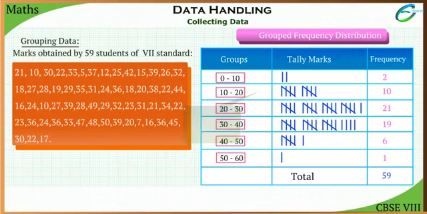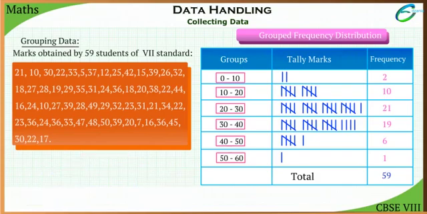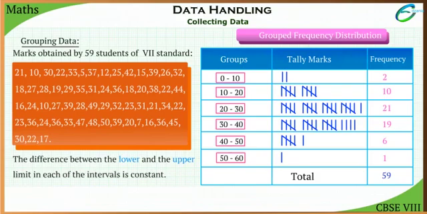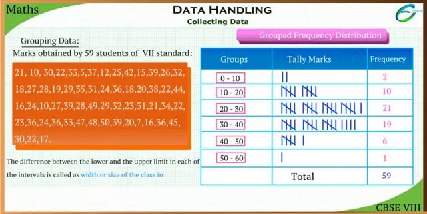Let us consider a class interval 10 to 20. 10 is the lower limit and 20 is the upper limit. Similarly, for the other intervals as well. You can observe that the difference between the lower and upper limit in each of the intervals is constant, which is 10 in this case. The difference between the lower and the upper limit in each of the intervals is called as width or size of the class interval, or simply called as class width.